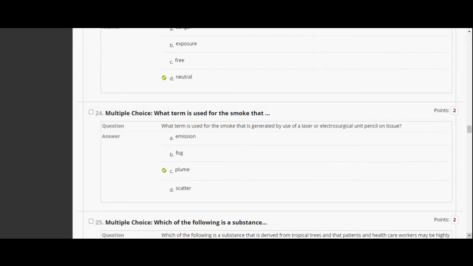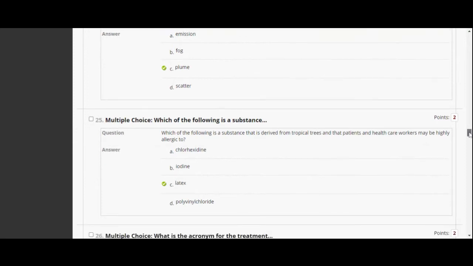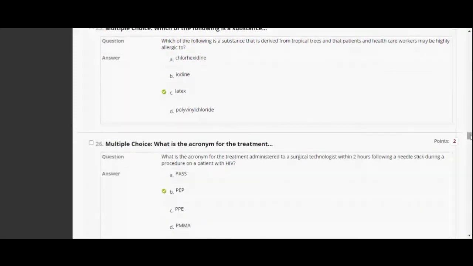What term is used for the smoke that is generated by use of a laser or electrosurgical unit pencil on tissue? And that's plume. And Jordan kind of talked about that and how they're finding out that people that are exposed to large amounts of plume can actually end up with pretty serious health conditions later on down the road.